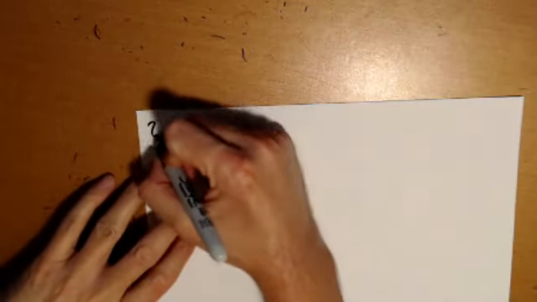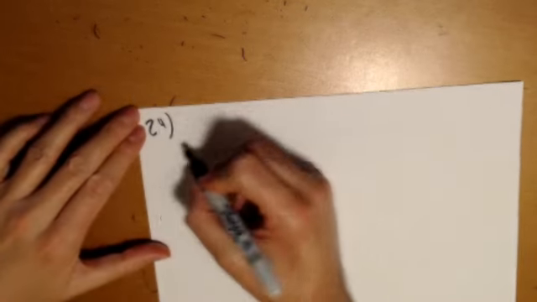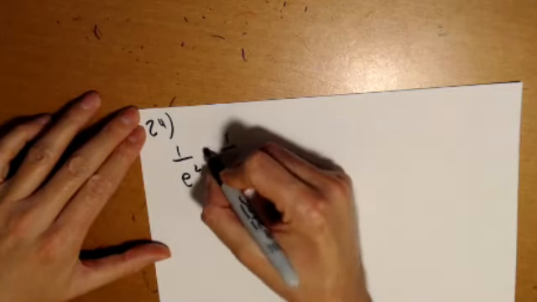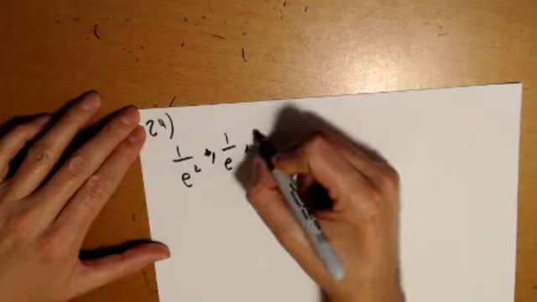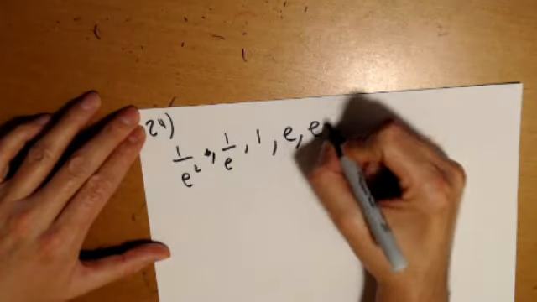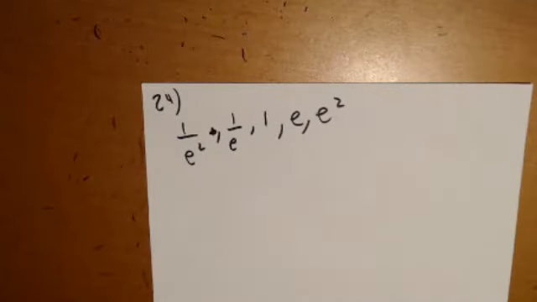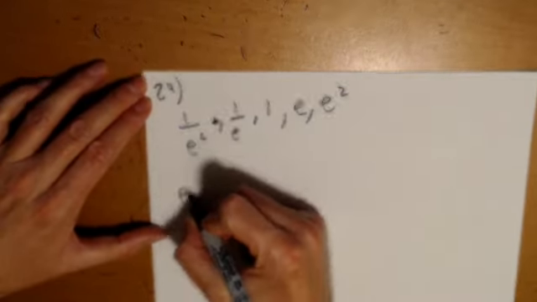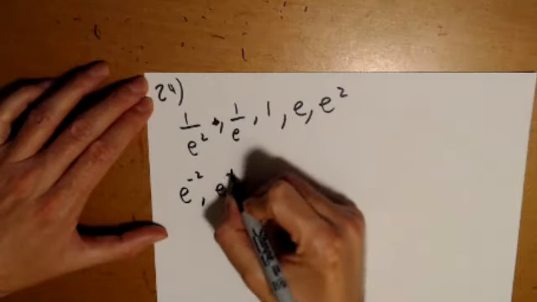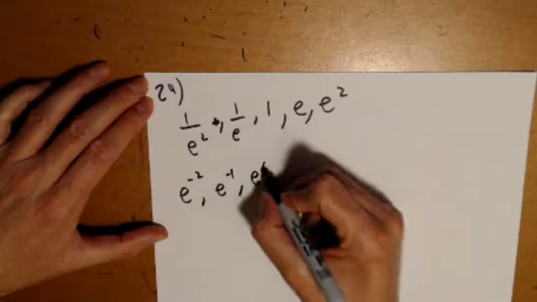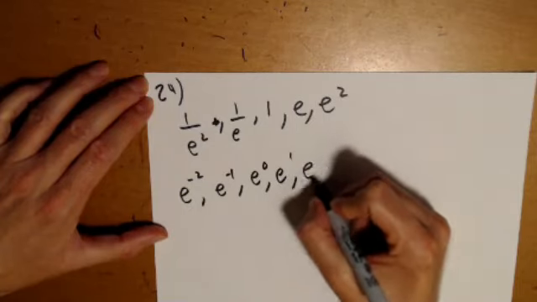Okay, let's see. I'm looking at number 24, and I don't know what to do, but maybe I can figure it out. 1 over e squared, comma, 1 over e, 1, e squared. Now, e squared on the bottom, isn't that just e to the negative 2, e to the minus 1, 1 over e? Where did the e go? It's just e to the 0, e to the 1, e to the 2.